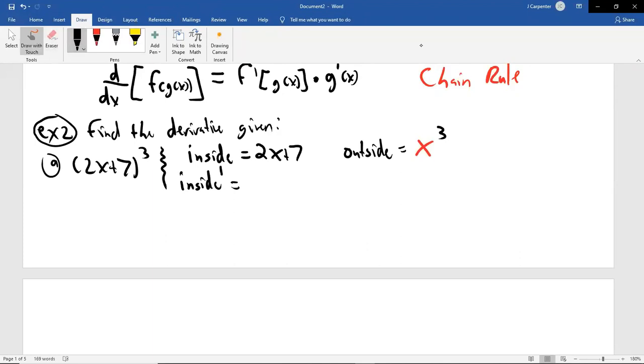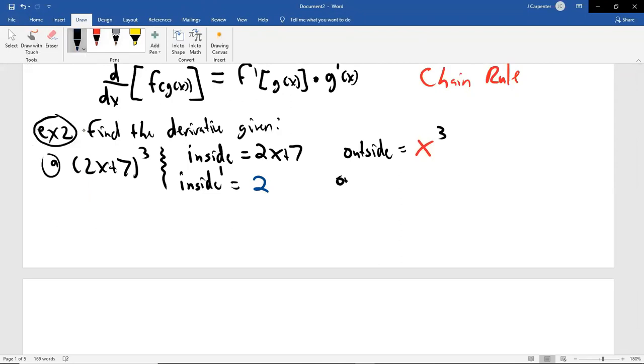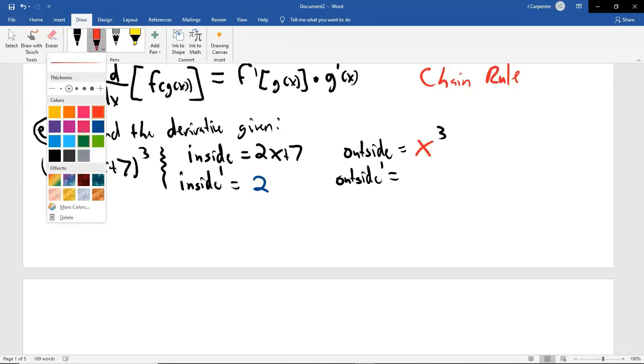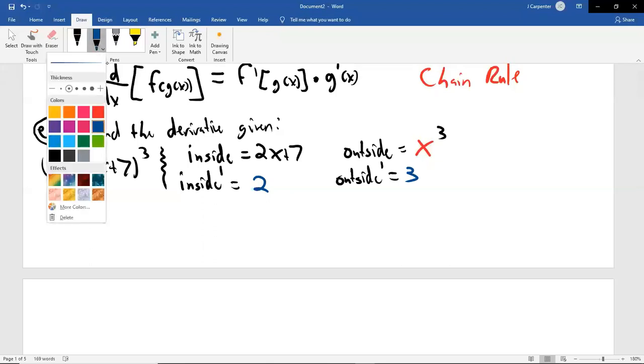So the derivative of the inside, well, the derivative of 2x is 2. Let me do this in blue. So the derivative of 2x is 2. That was a special case of the power rule. The derivative of 7 is 0. Again, special case of the power rule. Then the outside derivative, this would be 3 times that x squared.